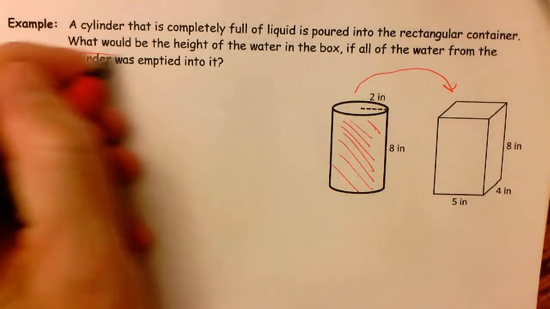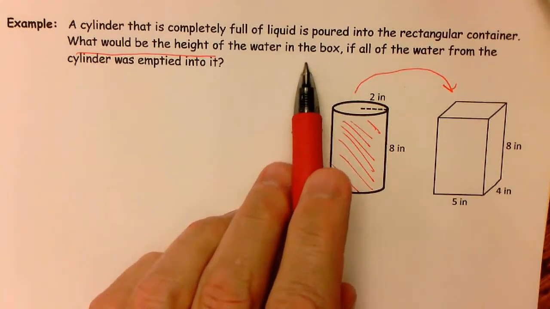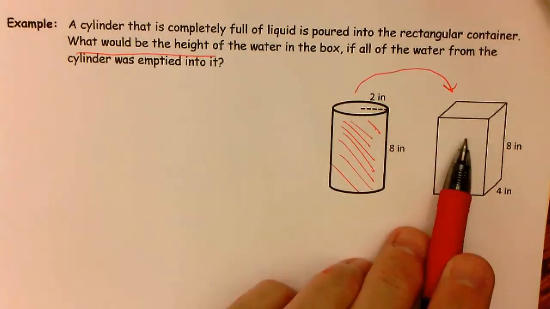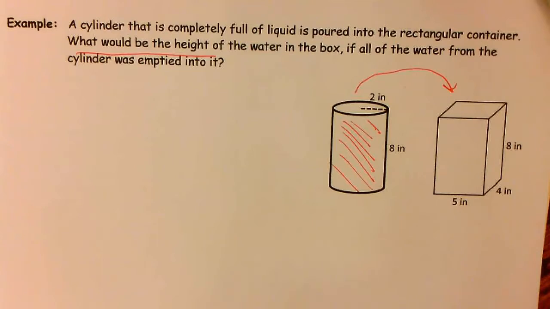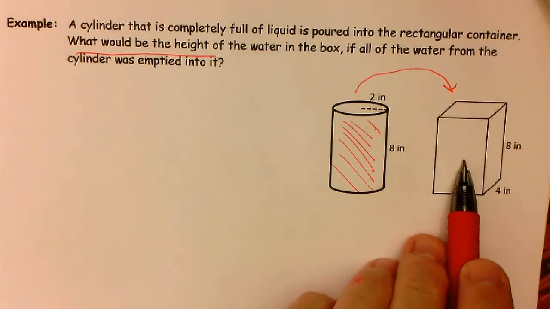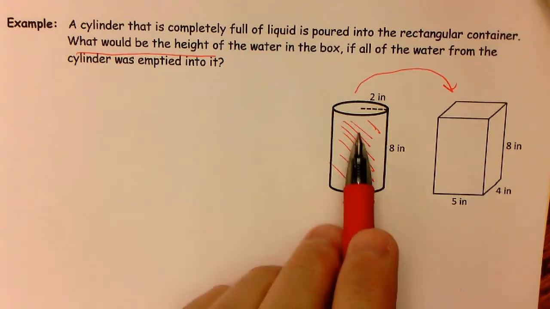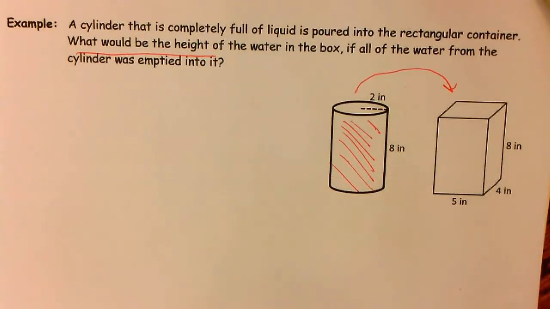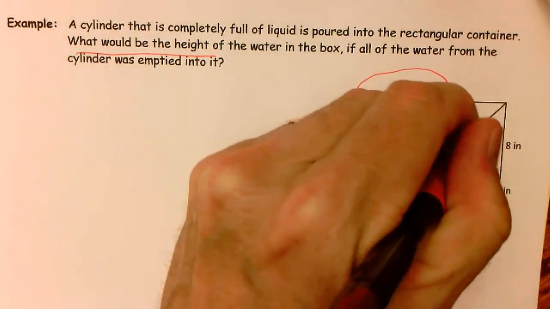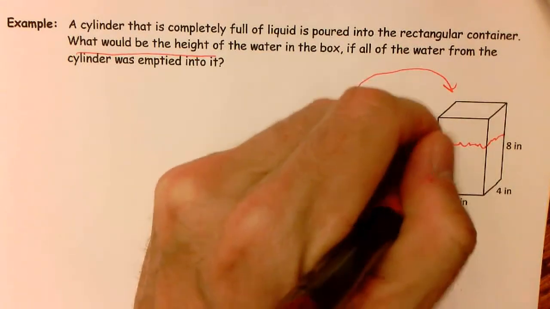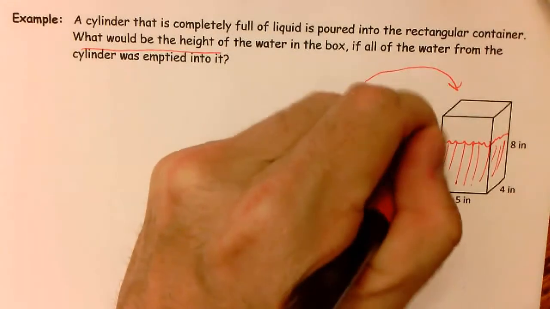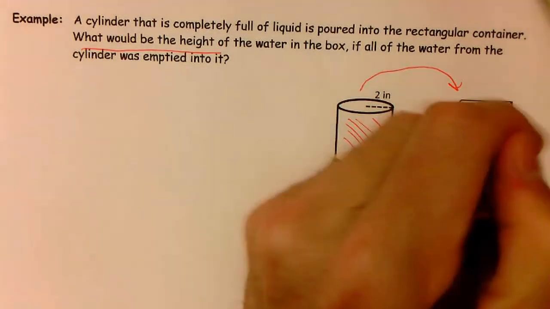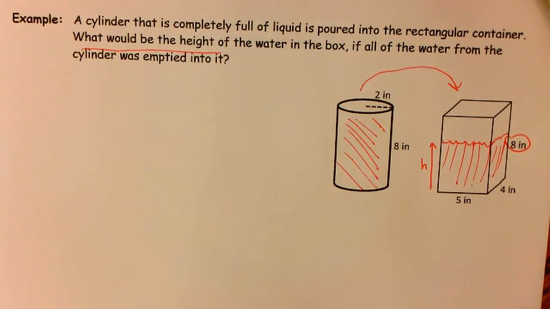What would be the height of the water in the box if all of the water from the cylinder was emptied into it? So it would appear that I have a box that has a larger volume than the cylinder. I'm going to pour the cylinder into the box, and it's not going to fill it all the way. Maybe it fills it up to like there. And the question is, what's the height of the water? I know the height of the box was 8 inches, but I don't really care about that. What I care about is the new height of the water.